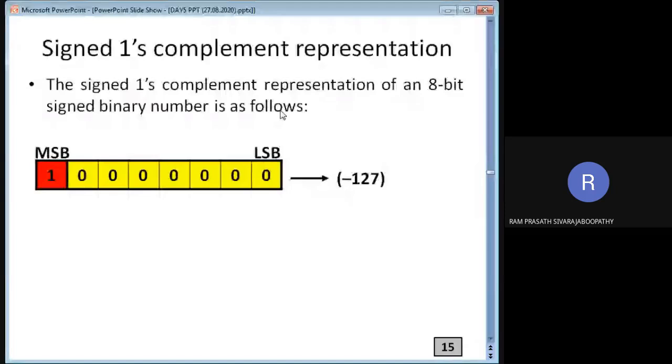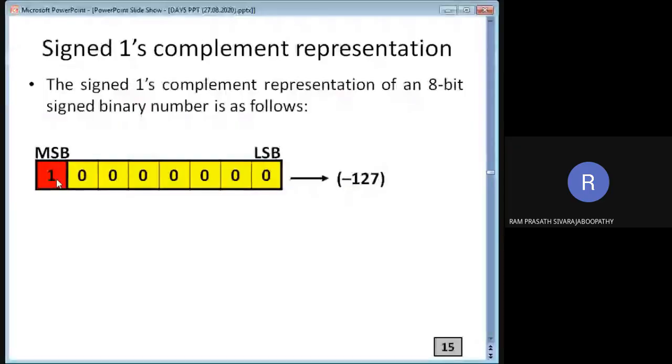So 1, 0, 0, 0, 0, 0, 0, 0. It is written as minus 127. Why is it minus 127? Look at the sign bit. What is the sign bit? The sign bit is 1. So it is a negative number or positive number? Can you type it in the chat?